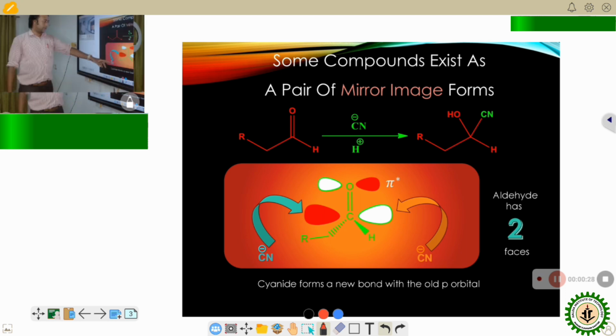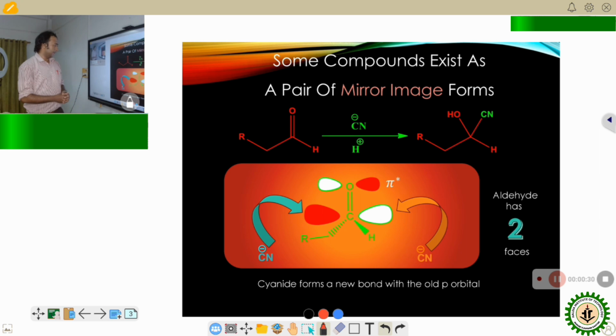So you can see the orbital picture of the aldehyde. This is a pi star orbital, and similarly the aldehyde has two faces. So the cyanide can either attack from the front or from the back face. Based on that, we'll see that we'll get different stereoisomers. So I'll tell you what stereoisomers are.